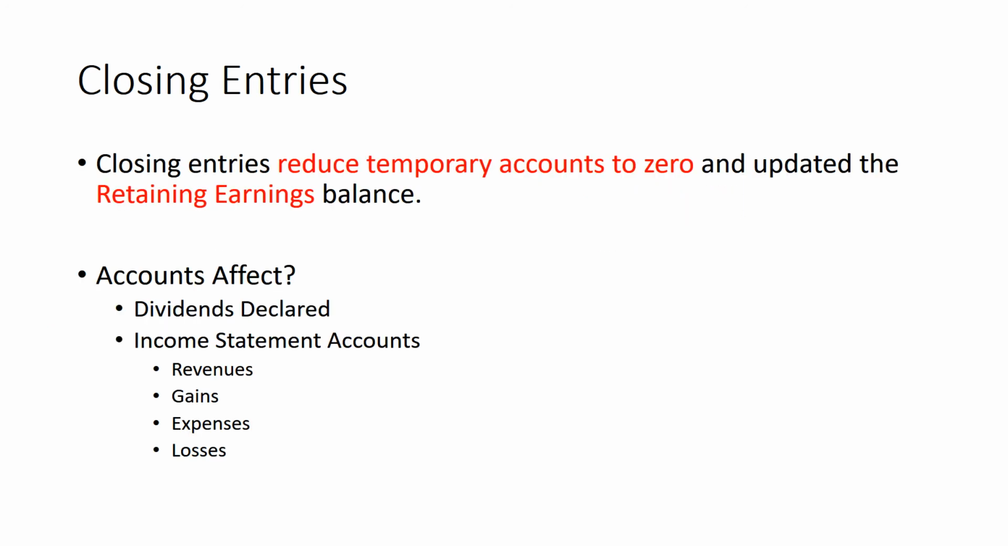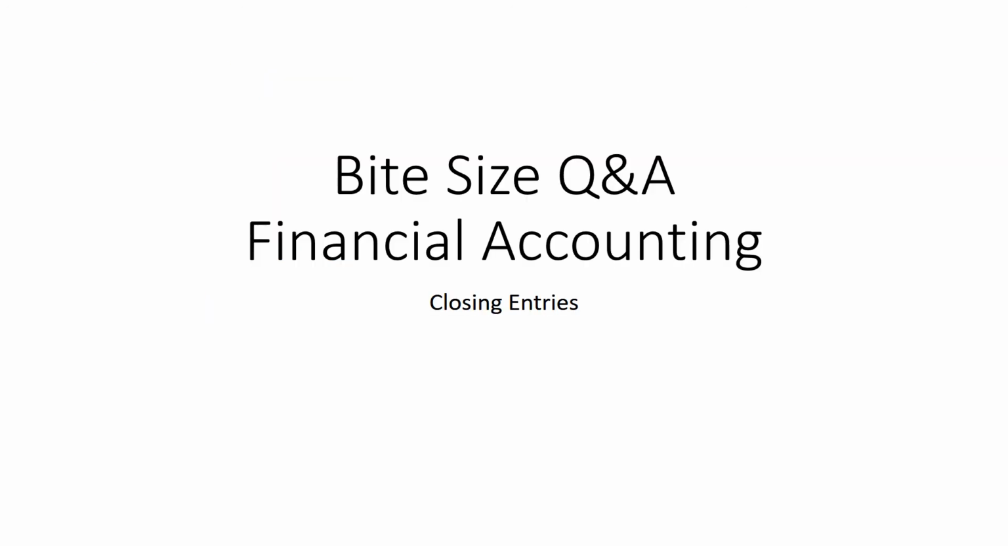So now you know the closing entry will reduce any temporary accounts to zero and update the retained earnings permanent account. And now you know all about closing entries.